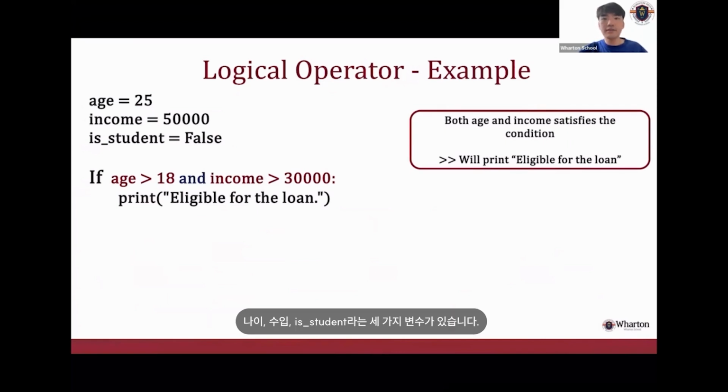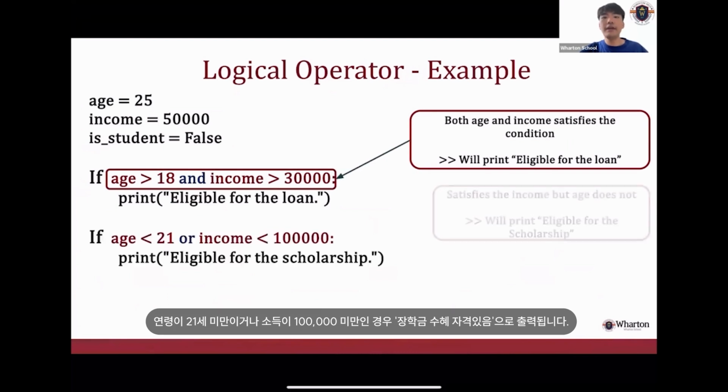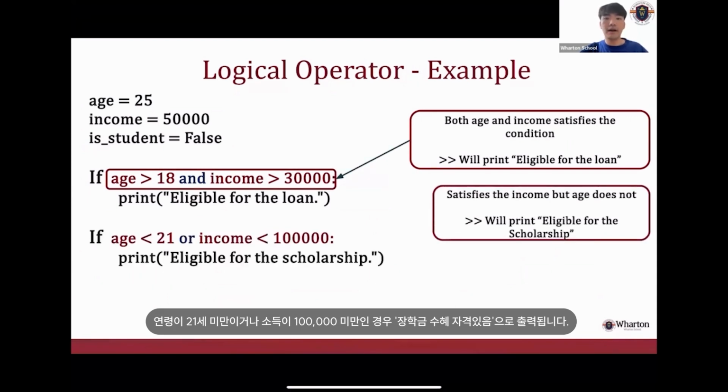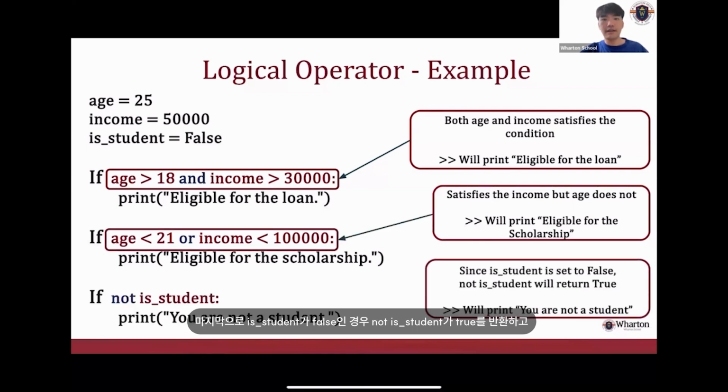We have 3 variables: age, income, and is_student. If age is greater than 18 and income is greater than 30,000, the program prints eligible for the loan. If age is less than 21 or income is less than 100,000, it prints eligible for the scholarship. Finally, if is_student is false and not is_student returns true, the program prints you're not a student. This way, logical operators help us create more complex conditions.